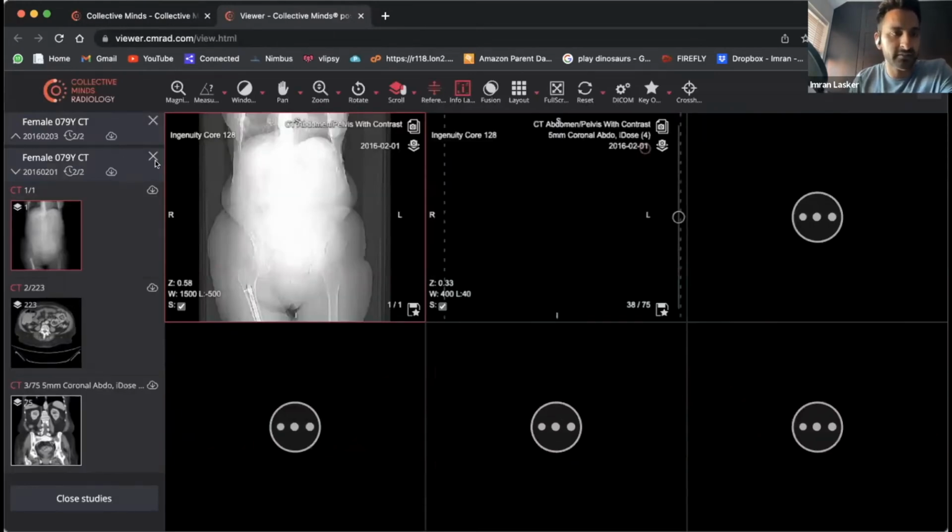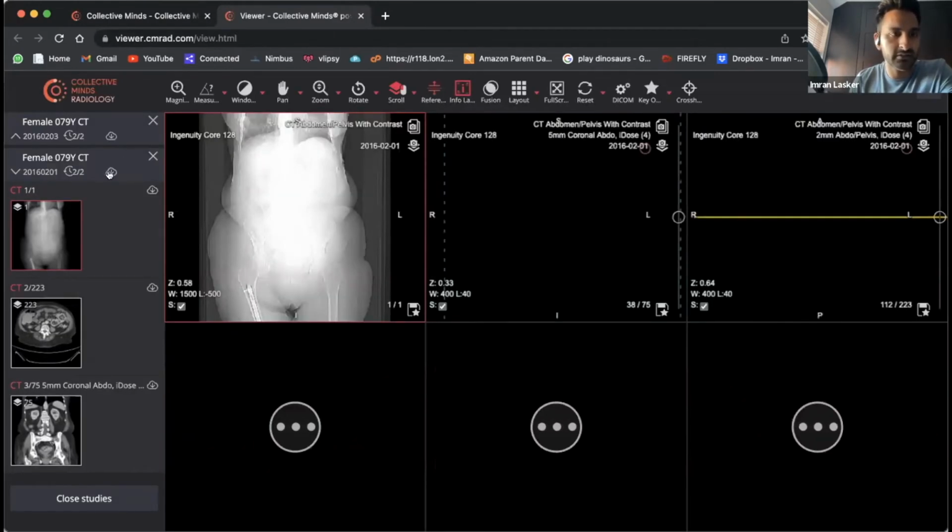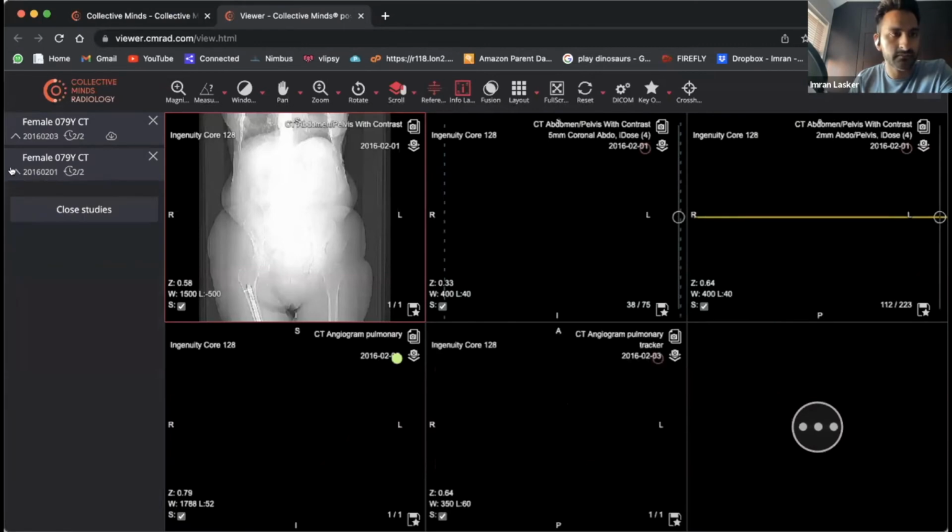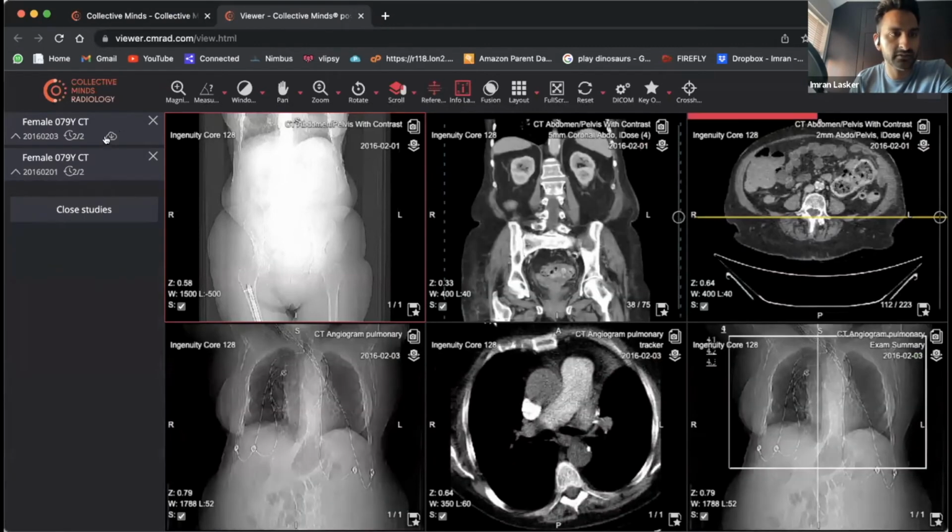Fine. So let me just download these images. So downloading, don't know what's going on there. Download.